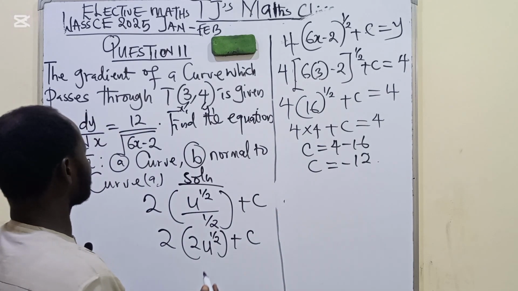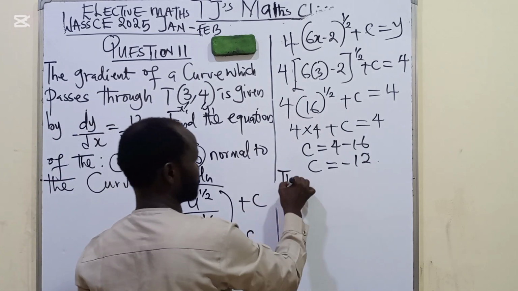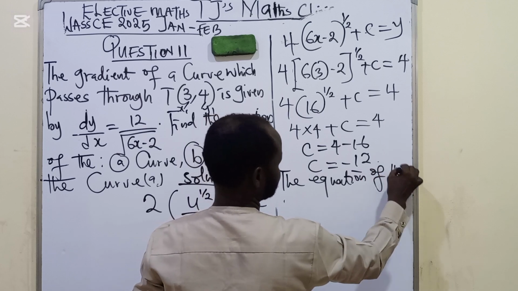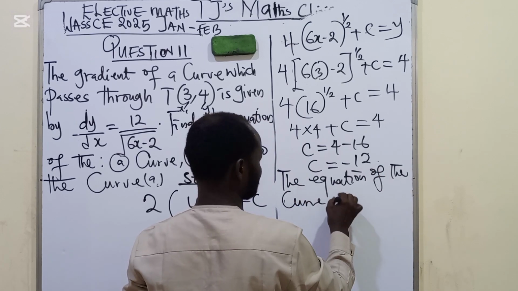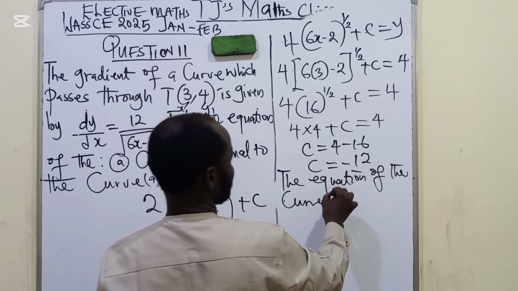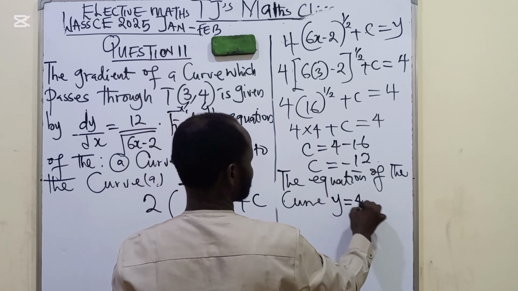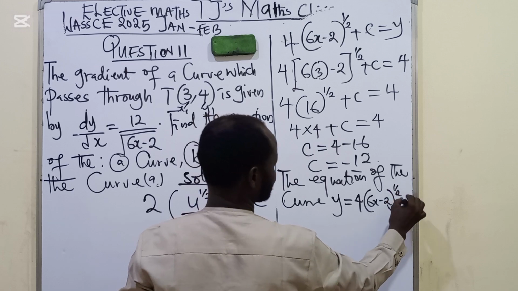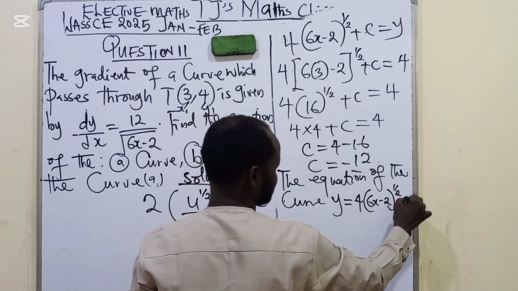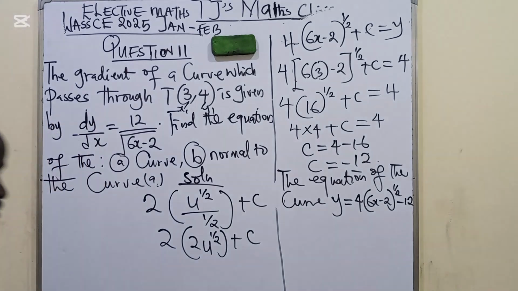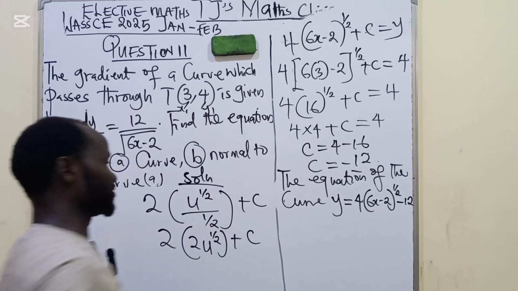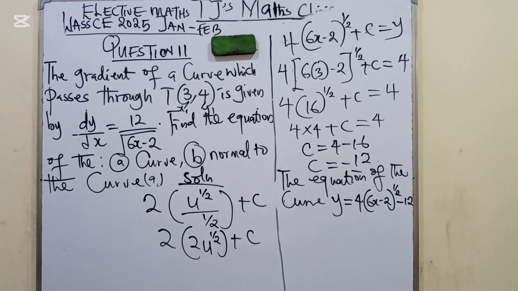So finally, the equation of the curve now will be y equals 4 into 6x minus 2 power half, plus the constant of integration, which is minus 12 now. So this will be the equation of the curve: y equals 4 into 6x minus 2 power half minus 12. So this is the solution to A.